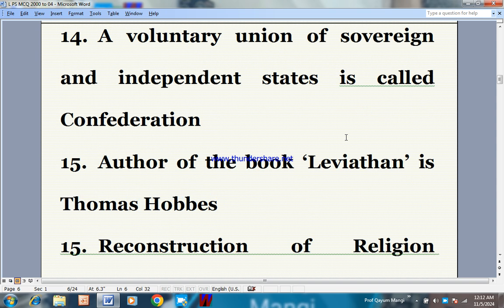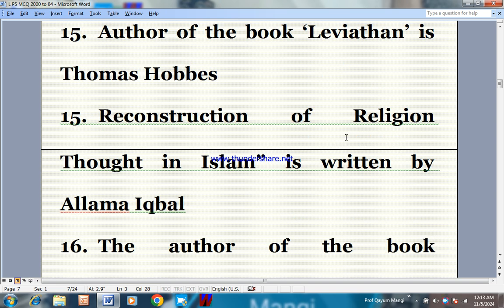Number 14, a voluntary union of sovereign and independent states is called a Confederation. United States of America, when first it was established, was a confederation. The author of the book Leviathan is Thomas Hobbes.